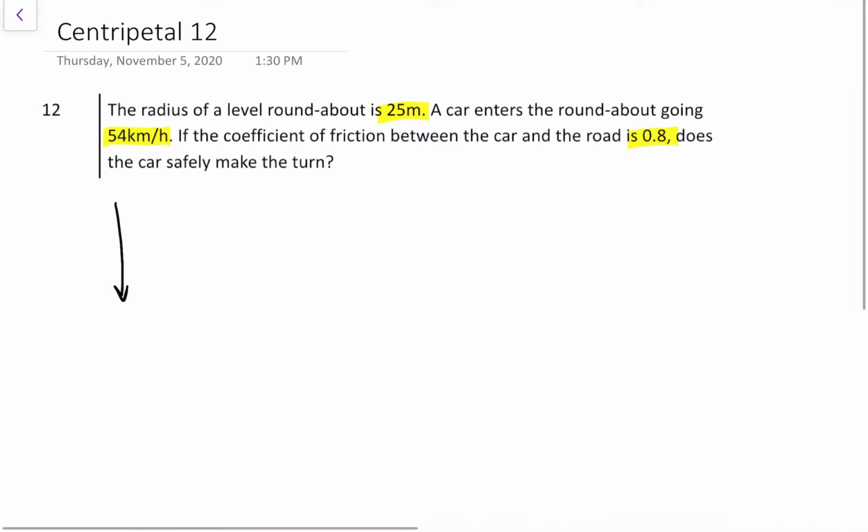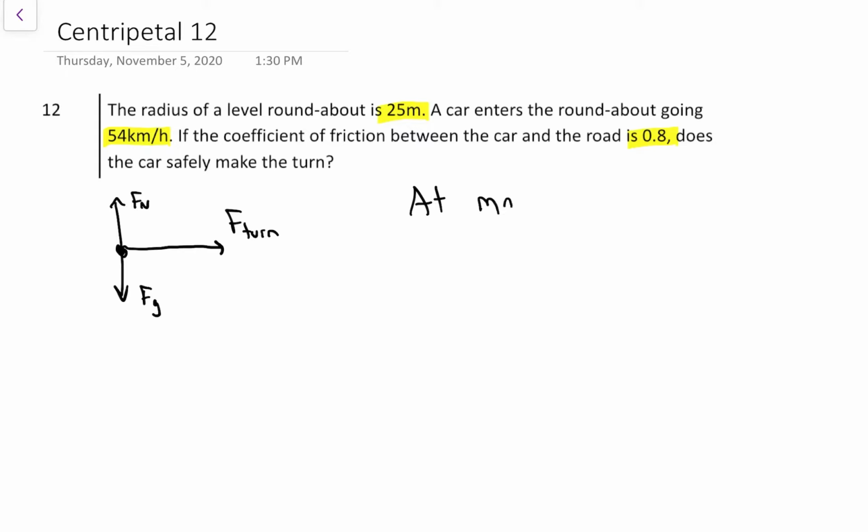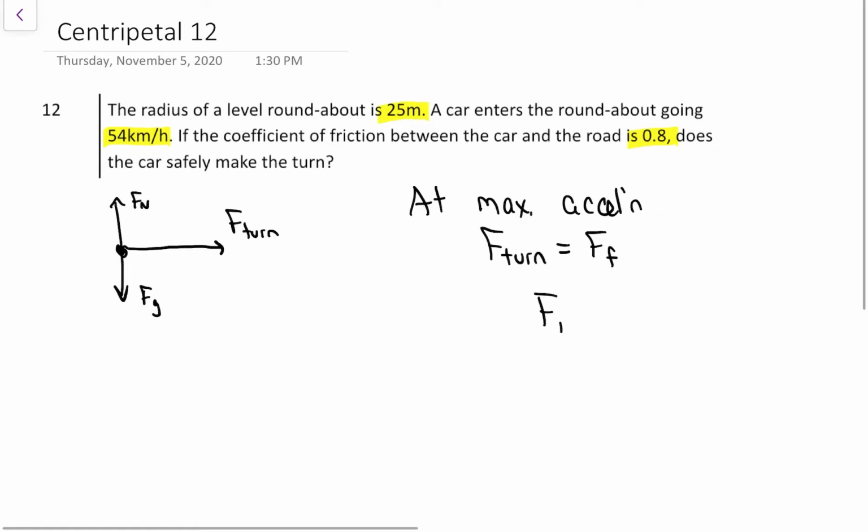It's been a while, so I'm going to go through this again. When a car's on a level curve, gravity's pulling it straight down. The normal reacts and pulls it straight up. There's a force that makes it turn. I typically call it F turn, but the logic step is that at maximum acceleration, the turn force is equal to the friction force. That's the biggest the turning force can be. After that, the car would start to slide.